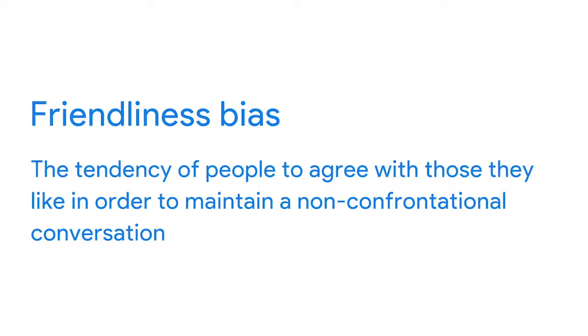Next up, another bias often experienced by participants, friendliness bias. Friendliness bias describes the tendency of people to agree with those they like in order to maintain a non-confrontational conversation. Think about this in the real world. Has your friend ever asked you if you want to eat at their favorite restaurant? Even if you hate the food, you might agree to go to their favorite restaurant in order to avoid confrontation. While this might have benefits in the social world, in the world of usability studies it can present a bit of an obstacle. As a moderator, if you are too friendly and develop too strong a rapport with participants, there's a chance participants will want to agree with you in order to avoid confrontation. This can stop participants from giving honest feedback.